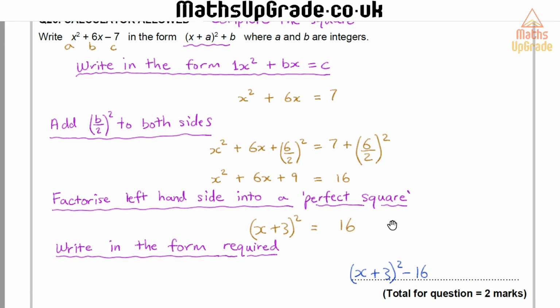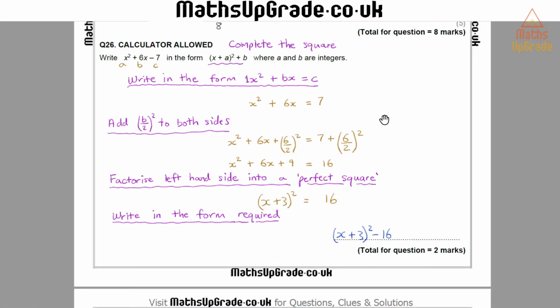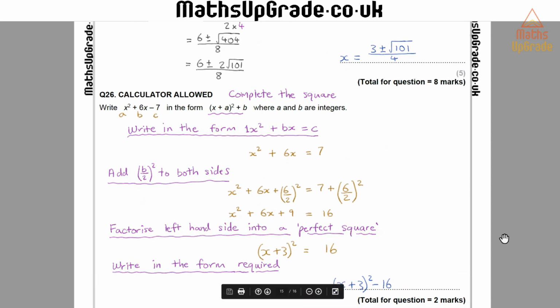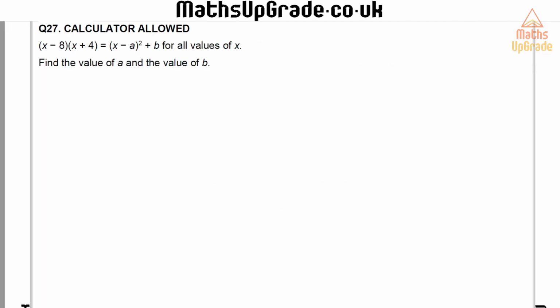Now all I need to do is write it in the form required, and that is x plus 3 all squared minus 16. That is in the form required since a and b are both integers, and that is 2 marks for that question. Question 27 is very similar to question 26.